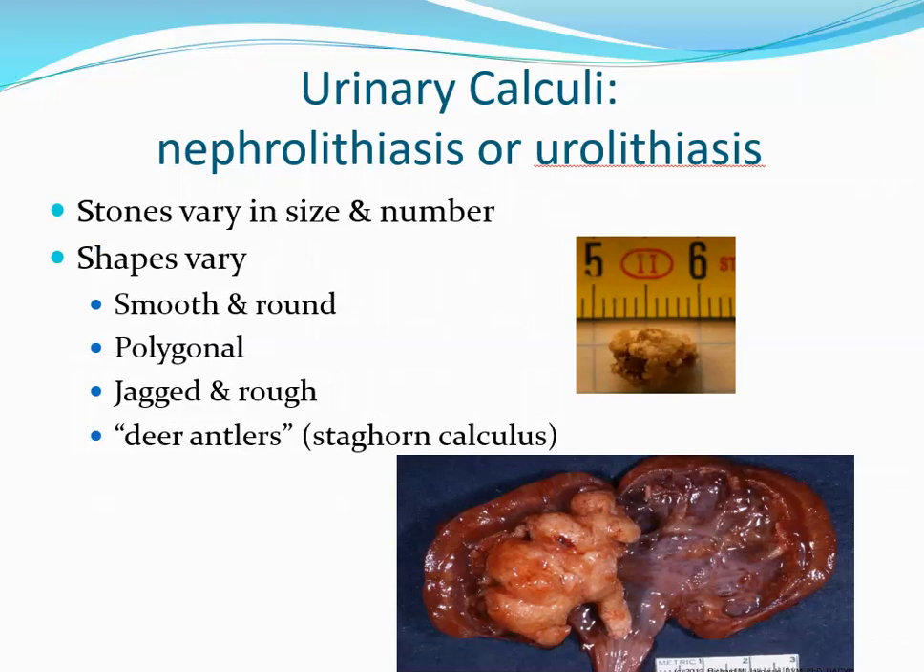Stones can vary in size as well as number. They can also vary in shape. Some are nice and smooth and round. Others are polygonal. Some can be jagged and rough. And some, as in this bottom picture here, resemble deer antlers. These are called staghorn calculi. This one here is filling the collecting system. The stone is so large that it fills the entire collecting system.